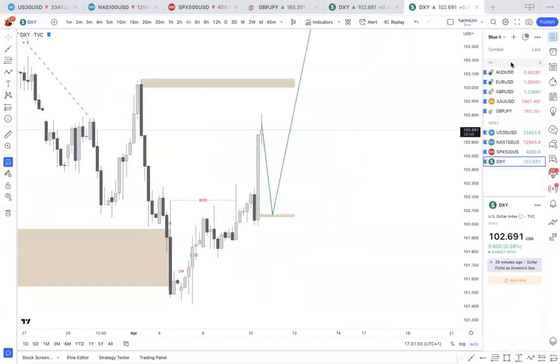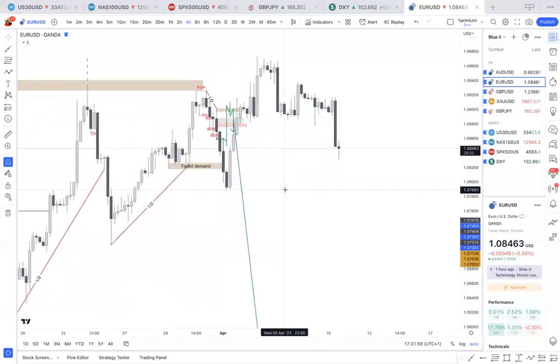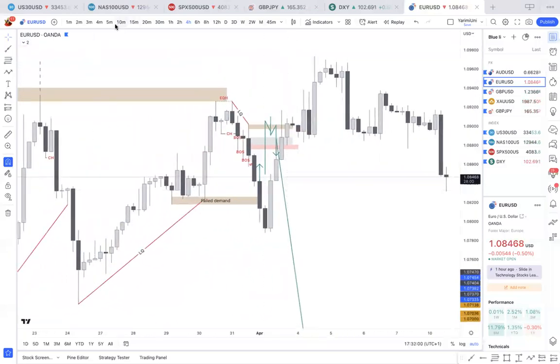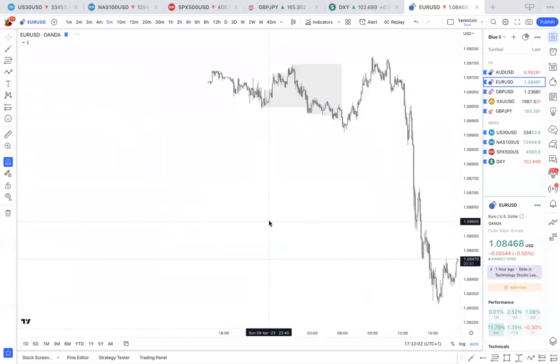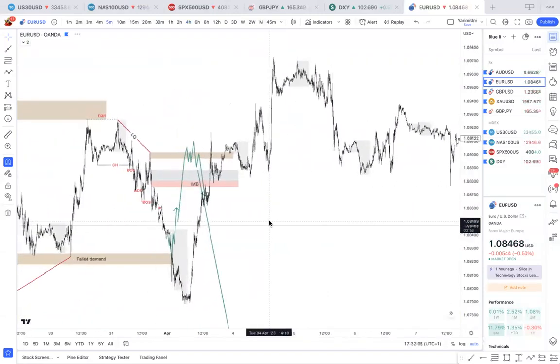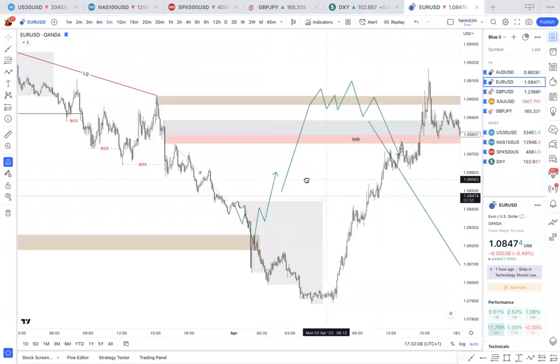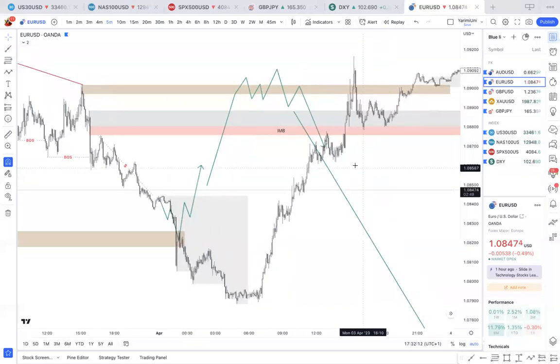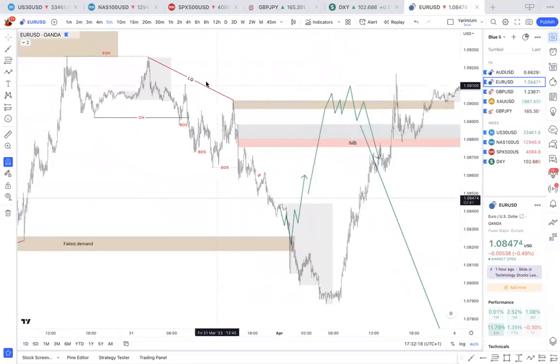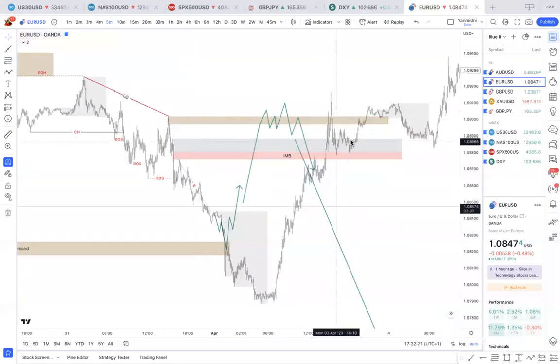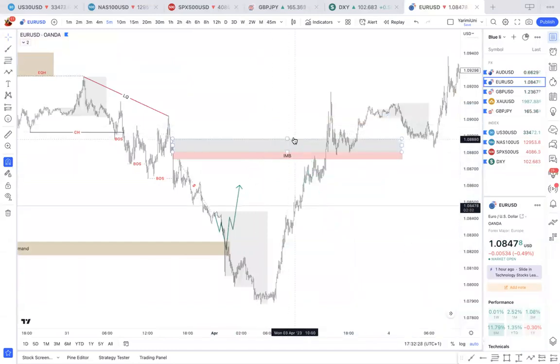Now, if we look at the correlating pairs, so Euro USD, look, I left the analysis on there from last week, and we were expecting price to do something like this. What it ended up doing was it sort of tapped the area, but it took the liquidity, and we were wary of this area here. It took some of it and then decided it wanted to keep going up. So we can remove all of this now. This is all irrelevant.